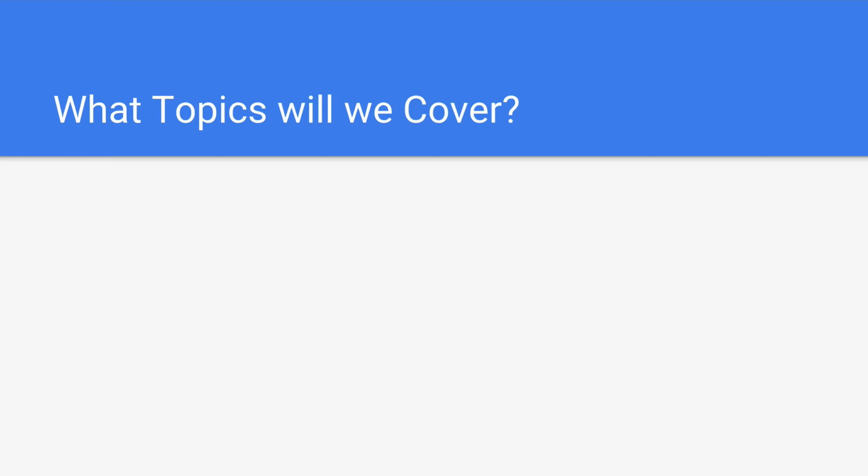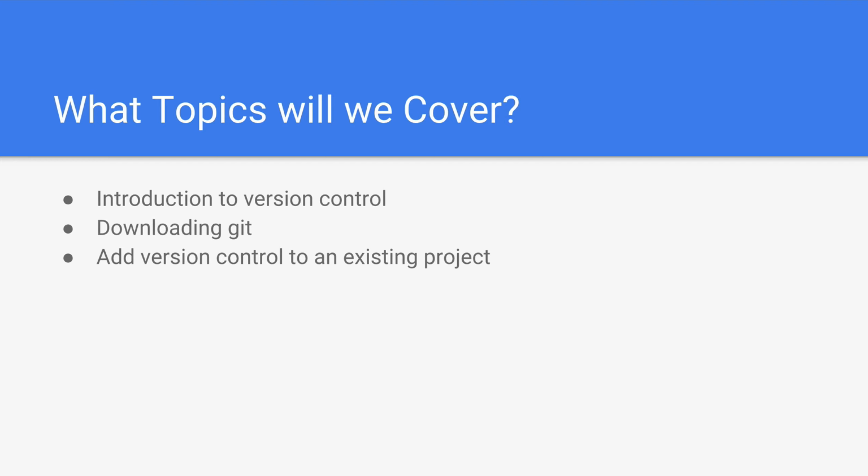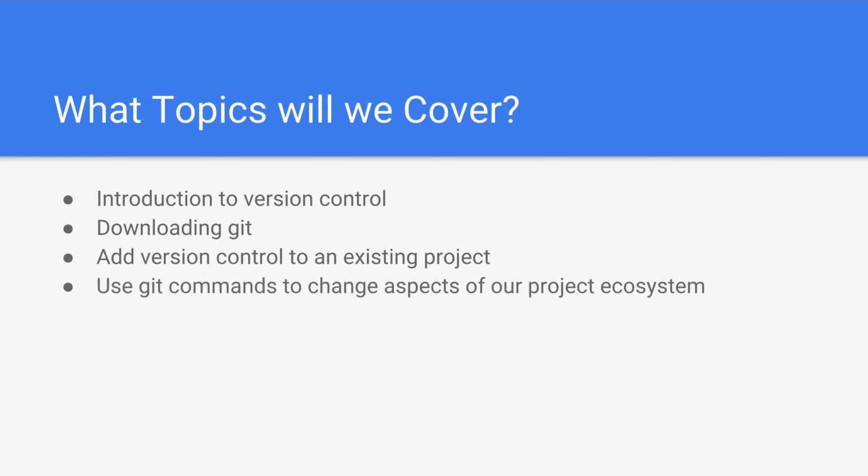Now, what topics are we going to be covering? This is just going to be a really quick breakdown of the different lessons. We'll start with an introduction to version control. Then we'll talk about how to download Git onto our computers. Then we'll add version control to an existing project. This will just be kind of initializing version control in that project folder. Then we'll be exploring various Git commands to change aspects of our project ecosystem. Likely this will take up a few different sections.